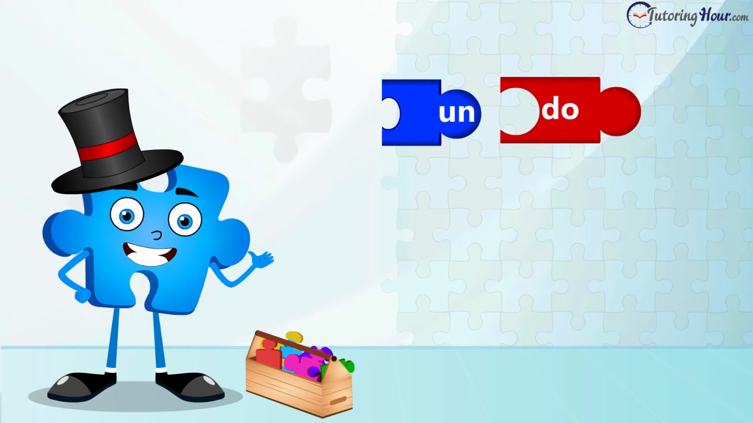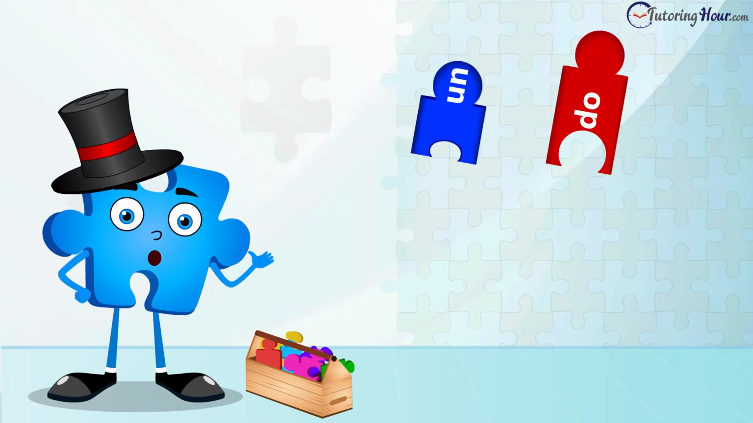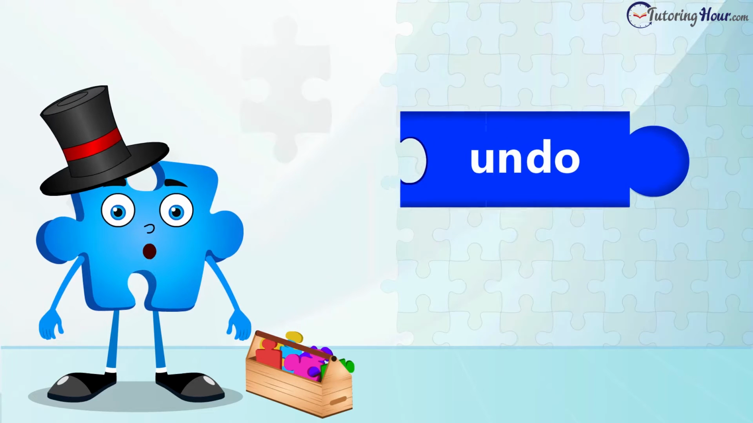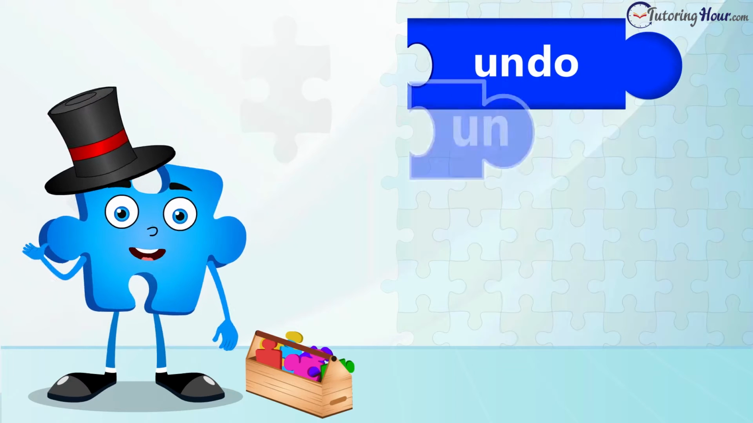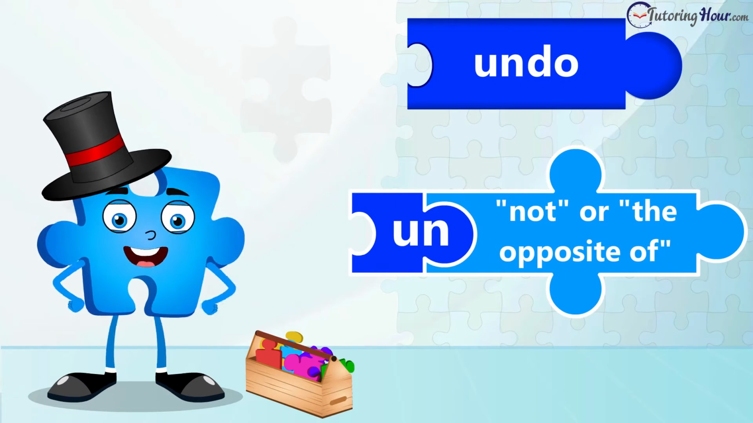I'll use my first piece of the puzzle here. It has the prefix un. Let's attach un to do. Do becomes undo. That's funny, isn't it? Every prefix has a meaning. The prefix un means not, or the opposite of.